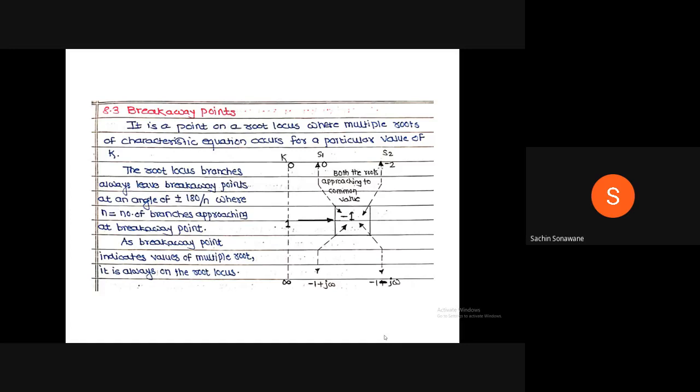Therefore, branch means the point where the root locus leaves or starts or comes out from the real axis or x axis. The root locus branches always leave breakaway points at an angle of ±180/n, where n is equal to the number of branches approaching the breakaway point. As the breakaway point indicates values of multiple roots, it is always on the root locus.